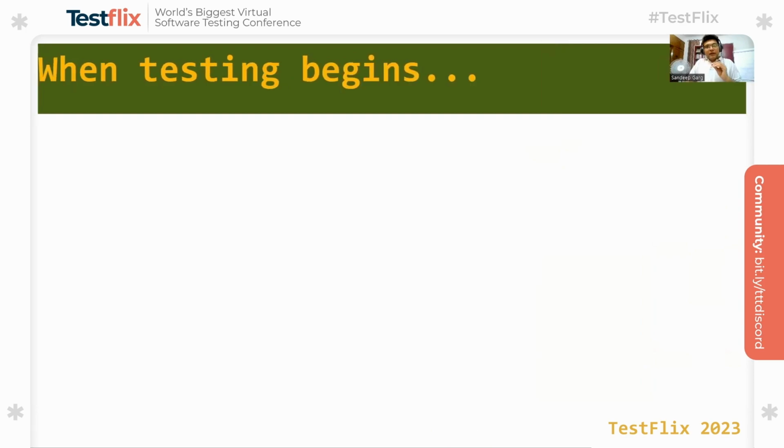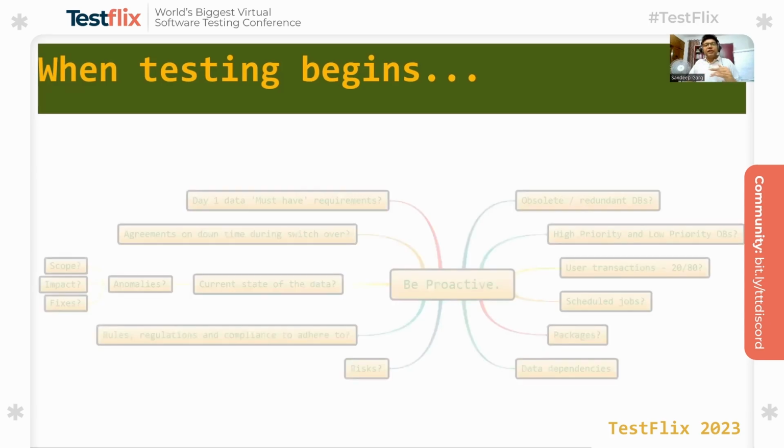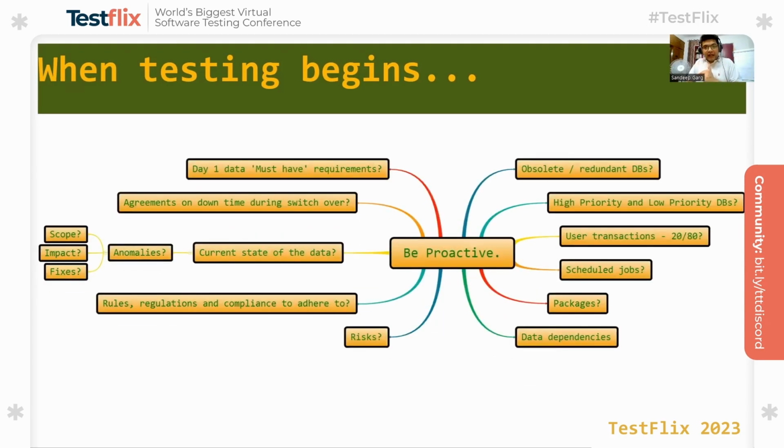Now, as your testing process goes on, as your discussion goes on with the customer, there are certain questions that need to be asked. Are there databases which are obsolete or redundant? If the active databases are there, how much are prioritized? How much can be deprioritized? What are those transactions based on the 80/20 principle? So you may ask, who are those 20% users of the applications which drive 80% of the transactions, which exercise 80% of the data which is under migration scope?